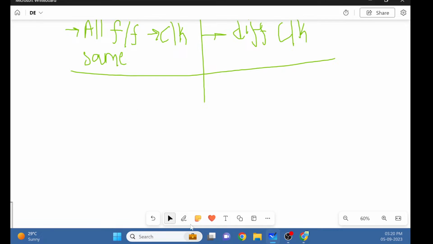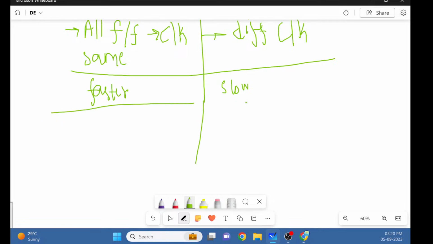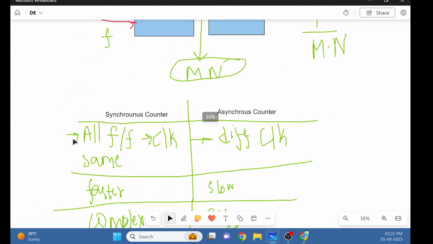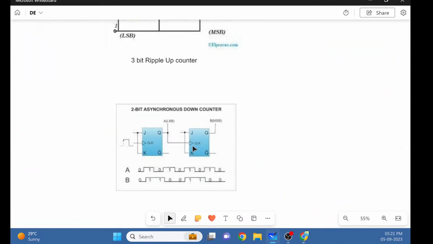Then, obviously since it is a synchronous counter, it is faster. The asynchronous counter is a little slow. What could be anything else? Yes, a synchronous counter is a little complex to design, and an asynchronous counter is easy to design. So these are the four points of difference between a synchronous counter and an asynchronous counter.